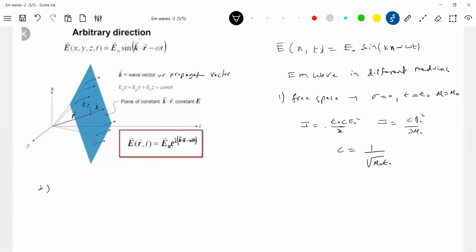Next again, in a lossless dielectric, conductivity will be 0. Epsilon will become epsilon r epsilon naught, and mu will become mu r mu naught. And we'll put a condition as it is lossless: omega into sigma will be very much less than this particular thing. What about the intensity? The expression will become epsilon naught epsilon r C E naught square by 2. This is again a lossless dielectric. Again, for the dielectric, there are two types. Transparent dielectric, for example glass. What is the mu r for glass? It will be 1.